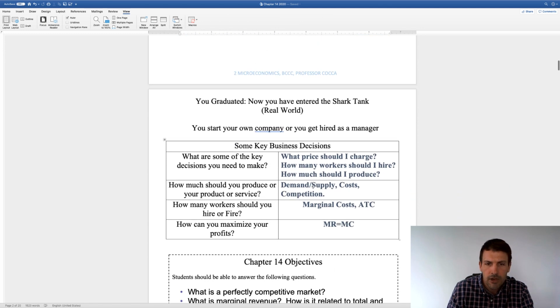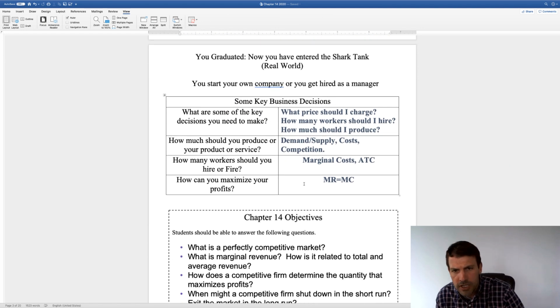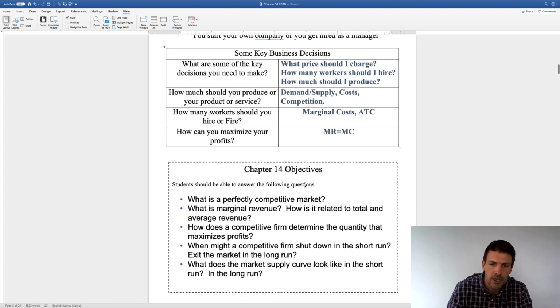All right, so Chapter 14, some of the key things that we want to make business decisions on. What price should I charge? How many workers should I hire? How much should I produce? Those are the things that we want to answer in this chapter.